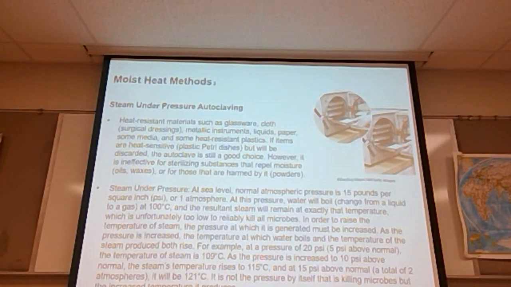Again, not going to ask you to remember that at a pressure of 20 psi, which is 5 psi above normal, the temperature of steam is 109 degrees. As the pressures increase, and so on. At 15 psi above normal, a total of 2 atmospheres, steam will be 121 degrees. Normally, steam would be about 100 degrees Celsius. So it's not the pressure by itself that kills the microbes, but the increase in temperature the pressure produces.